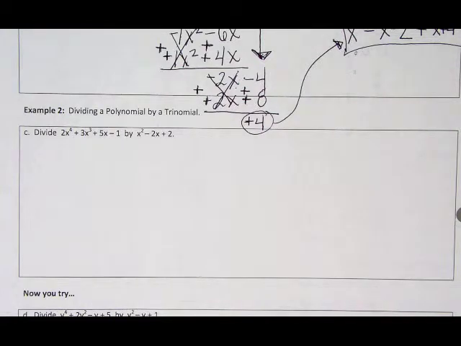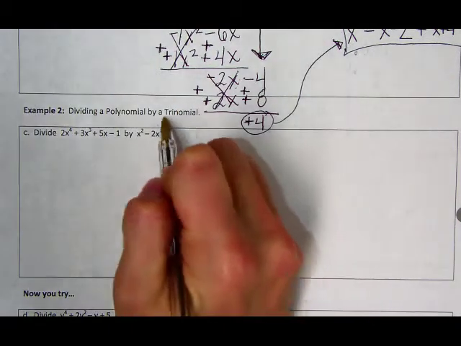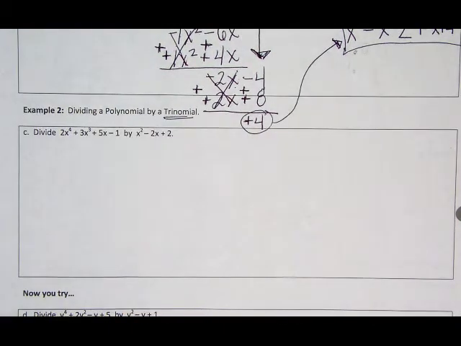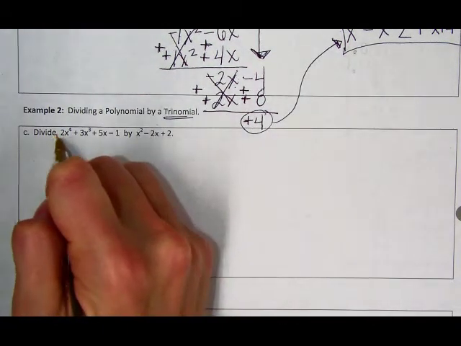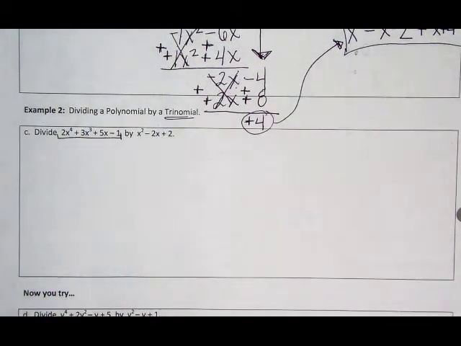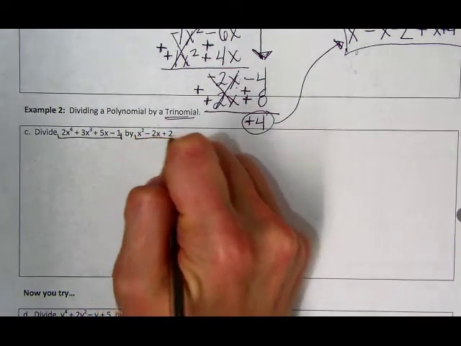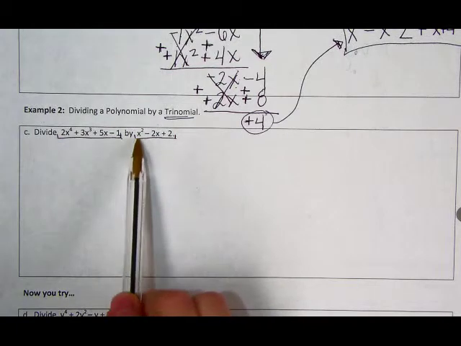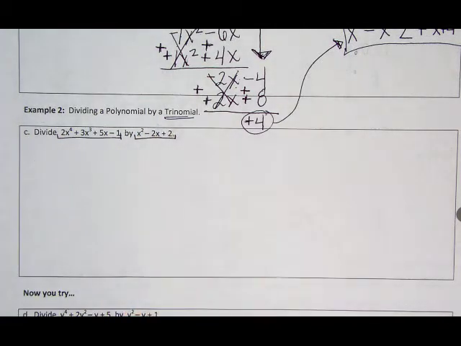Alright, let's check out example 2. This is our last example for lesson 6. In example 2, we want to divide a polynomial by a trinomial. And a trinomial just means we have a polynomial that has 3 terms. So this quartic is going to be divided by this trinomial. Trinomial means that it's a polynomial with 1, 2, 3 terms.